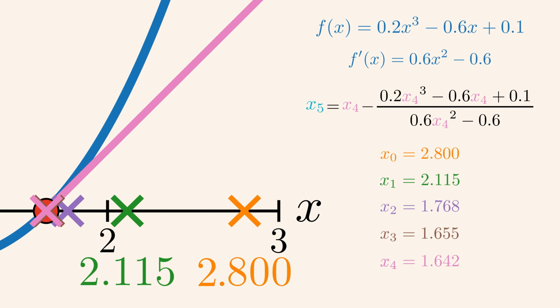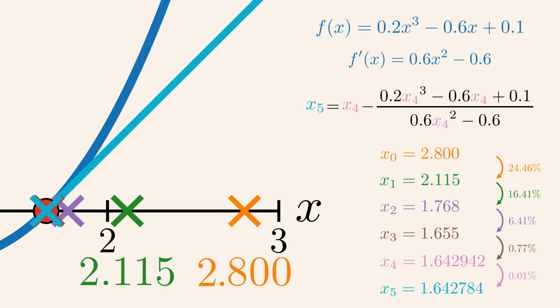We find that x5 is exactly the same as x4, at least when both values are rounded to 3 decimal places. In reality, they're still not exactly the same if we use higher precision. But at this point, the difference between x4 and x5 is so small that we can safely stop.